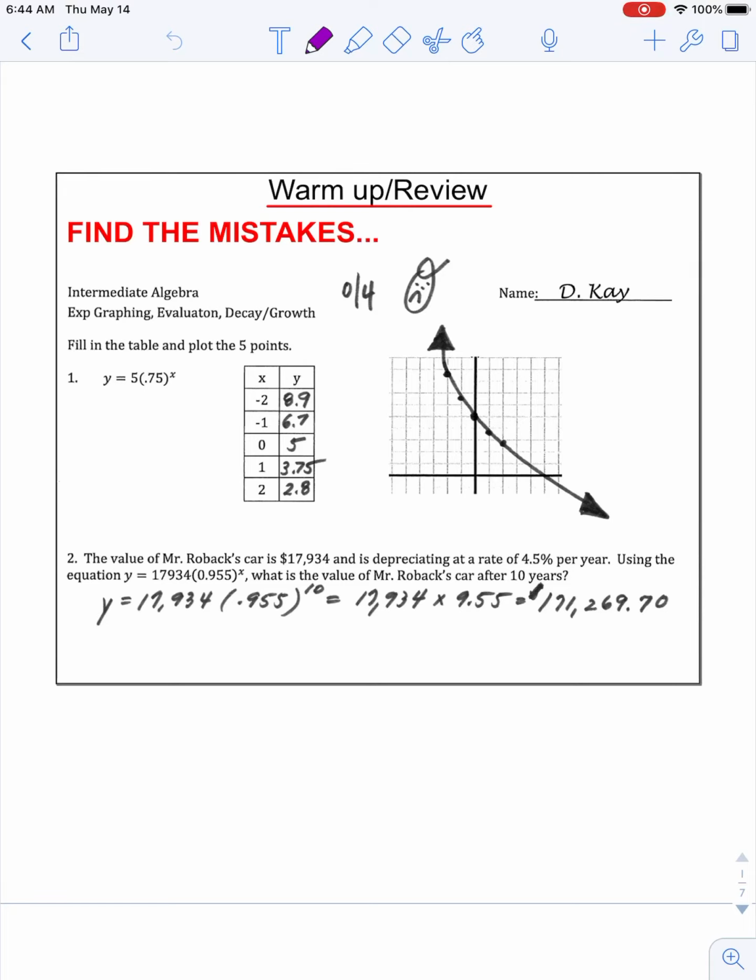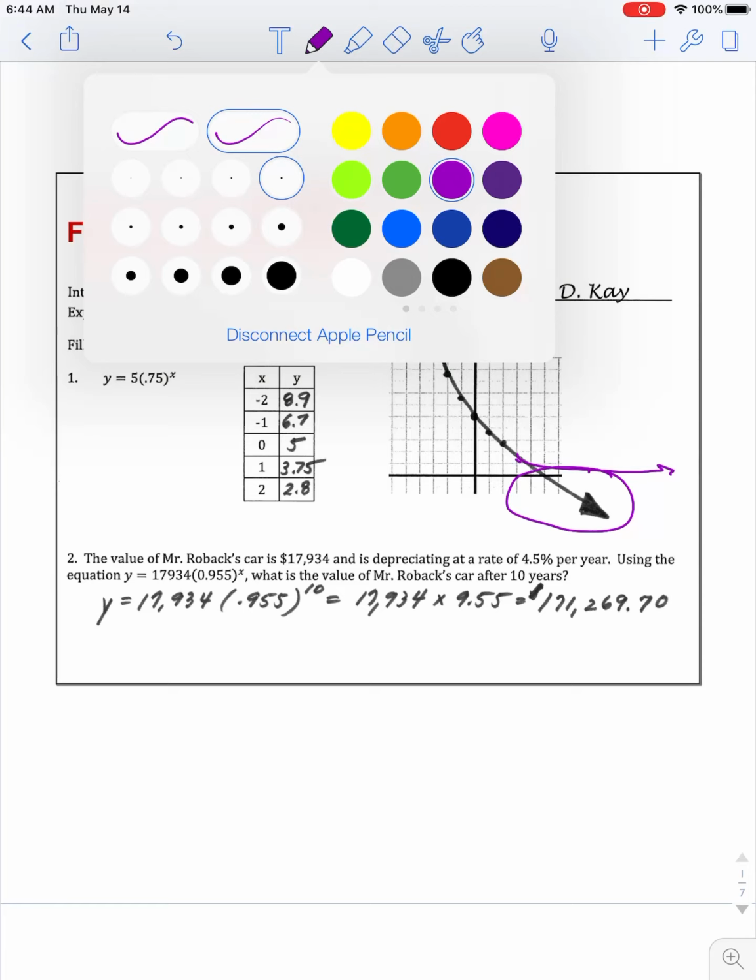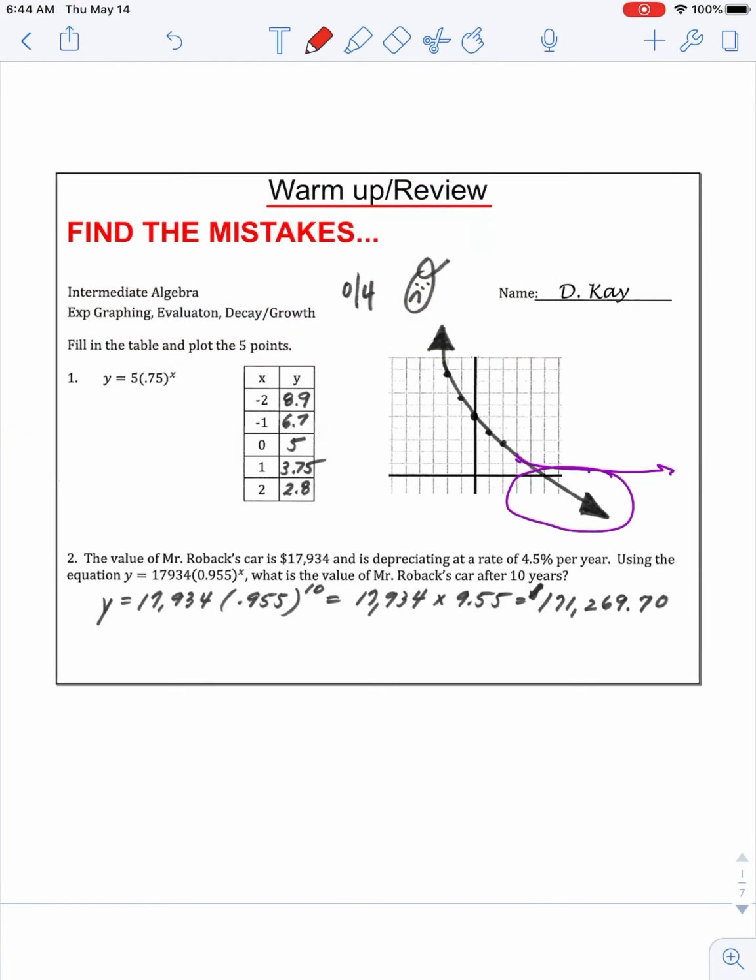The mistake on the first question is that this right here can never go below that x-axis. It gets closer and closer and closer, but it never goes across the x-axis. Okay? Question number 2, the mistake might be a little hard to find because everything looks pretty good. They put in all the values in the correct places, okay? And then when they're calculating this, all of these are still good.